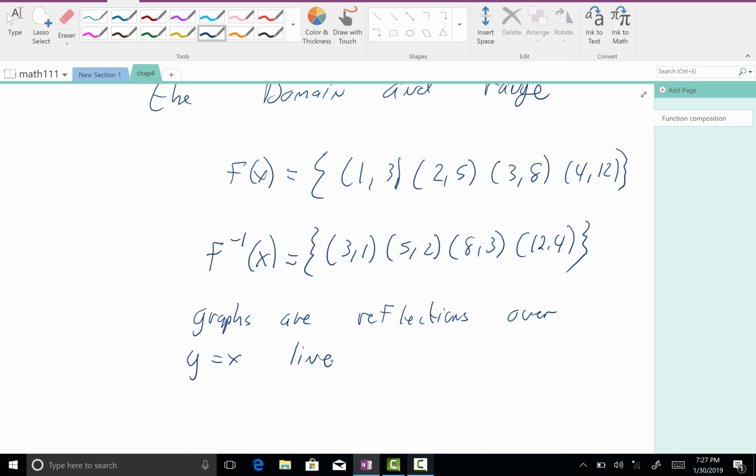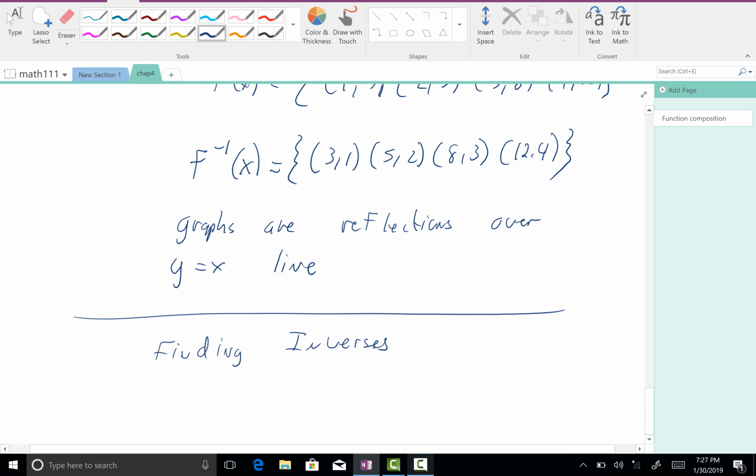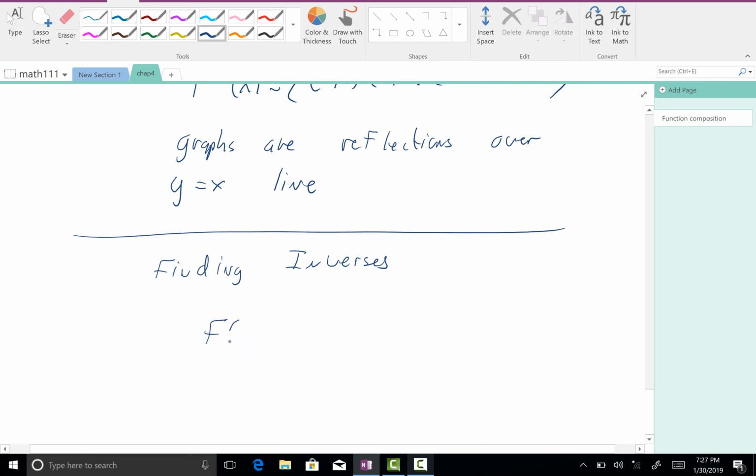Now we're going to use that idea to find an inverse. There's two ways to find an inverse. I'm going to show you both ways. All right, so we're going to find an inverse. Finding inverses. How do we do that? All right, let's do that. So let's start out with a function f of x equals 3x minus 2. All right, we're going to find the inverse, f inverse of x. That's how you symbolize it.